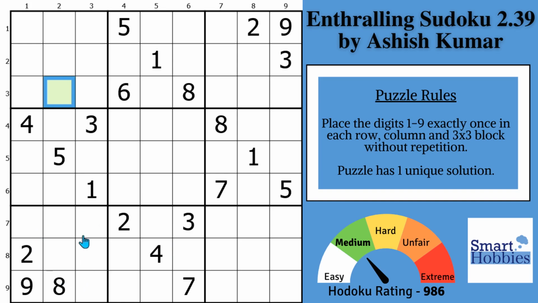We're going to go 3 here in block 7. You have this 3 in column 3, and this 3 in row 7. We can solve this cell for a 3.